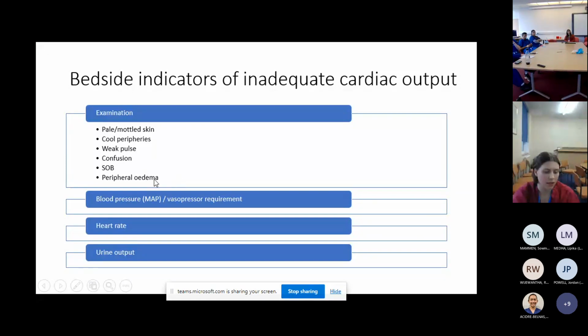But there may be things that we can use to indicate that we might want to start measuring the cardiac output. Particularly, say a patient has climbing vasopressor requirements, then we might want to think about starting to measure the cardiac output so that we can guide the treatment more specifically.